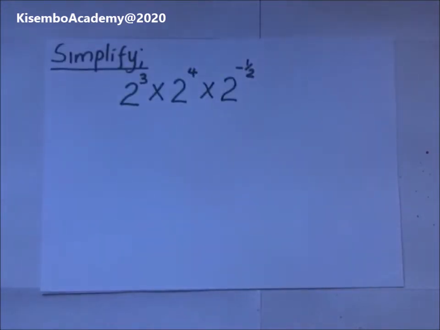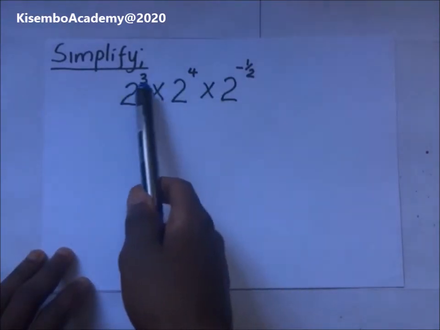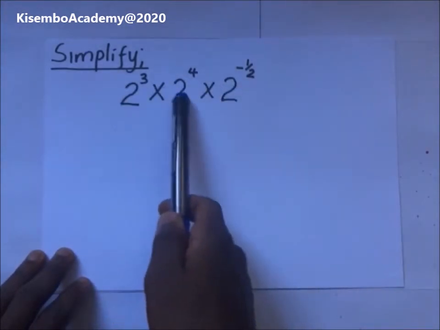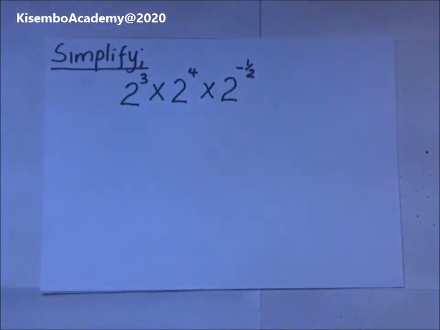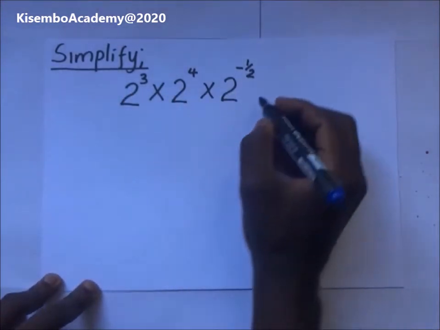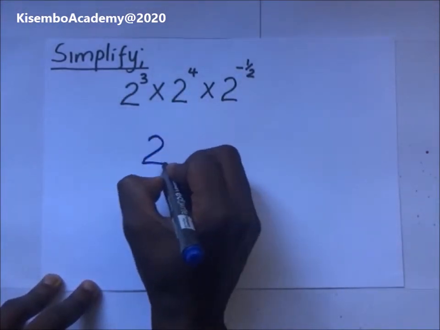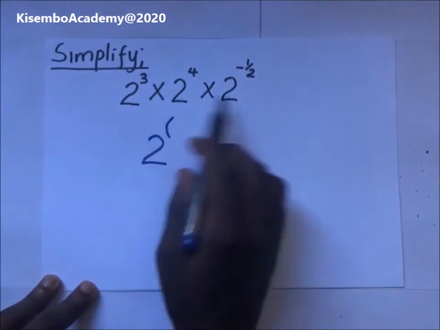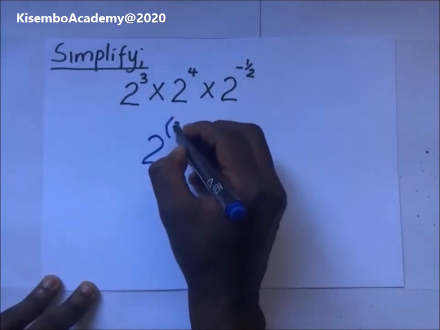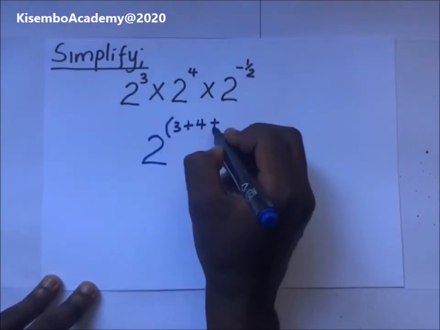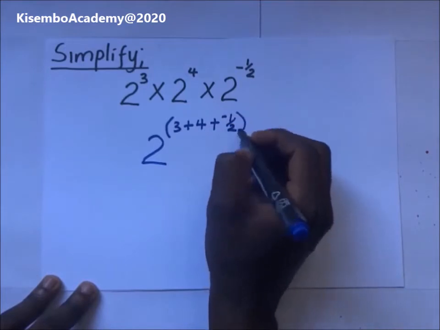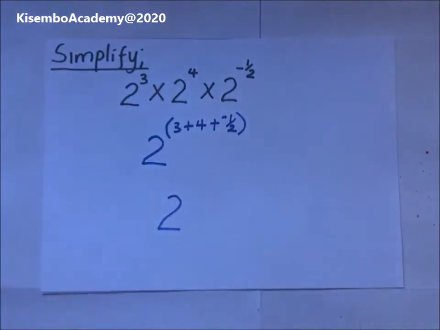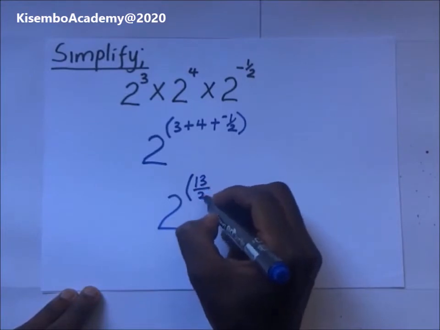We are required here to simplify 2 to the power 3 times 2 to the power 4 times 2 to the power negative a half. If you look at this number, we have multiplication of these index numbers, but the base is the same. Since the base is the same, we are going to maintain it. So it's going to be 2 to the power... In multiplication, when the base is the same, we add the powers. So it's going to be 2 to the power 3 plus 4 plus negative a half, and our answer is going to be 2 to the power 13 over 2.